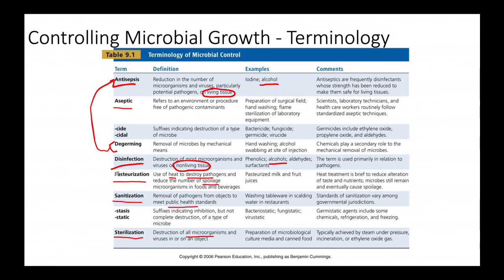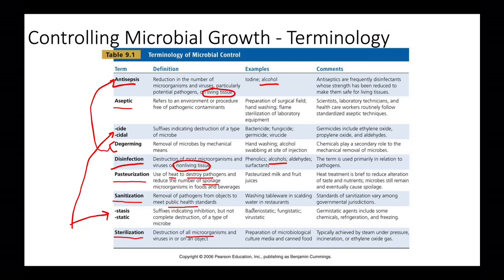The last two things I want to point out here are endings, or suffixes, that can be tacked onto words. So -side and -sidal are related to one another. You can see bactericide or fungicide, or you can say that chemical is fungicidal, or that drug is fungicidal. We can contrast that with stasis and static. So again, fungistatic or bacteriostatic.